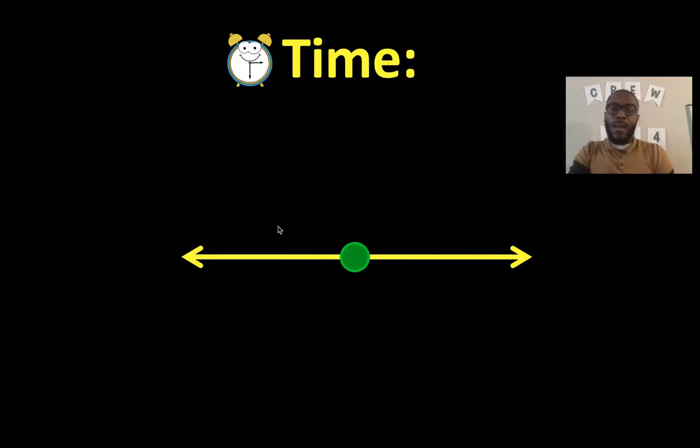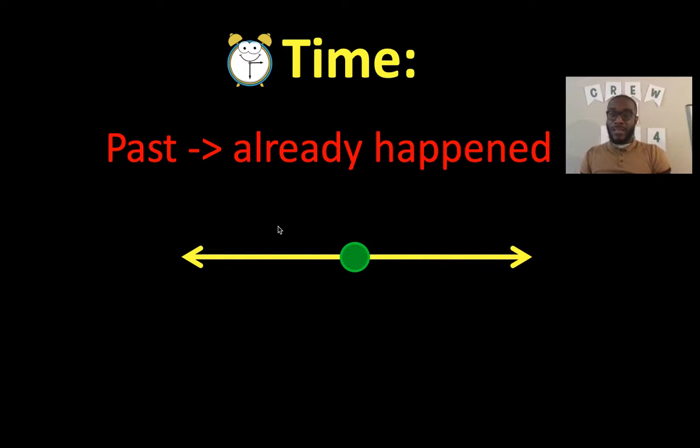So when we talk about the past, that means it's something that already happened. It's an action that already took place. Sometimes in the past, not a lot of verbs follow the rules. They're called irregular verbs, and we're going to talk about that later on down the line. But right now, I want you to think about past.